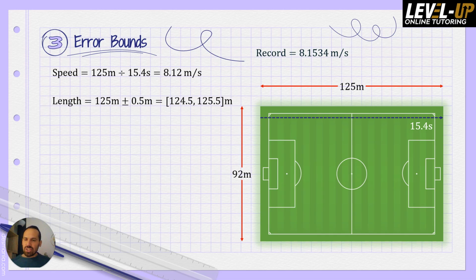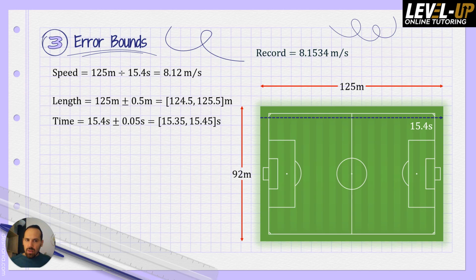The length of that pitch will be 125 meters plus or minus half a meter because it's been rounded to the nearest meter. Similarly, with the time they did, we've got 15.4 plus or minus 0.05 seconds, because that's been rounded to the nearest 0.1 of a second. And so, you can see 15.35 to 15.45 are the values that would round to 15.4 if we're rounding to the nearest decimal place, like 1 decimal place.